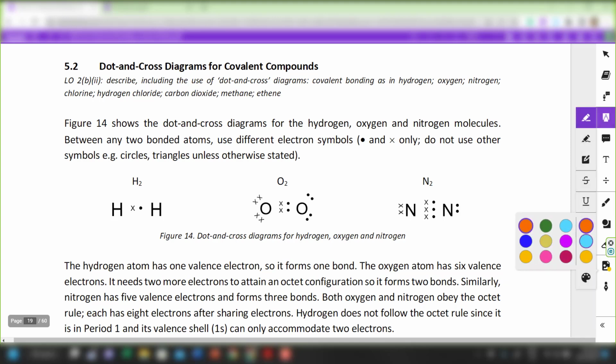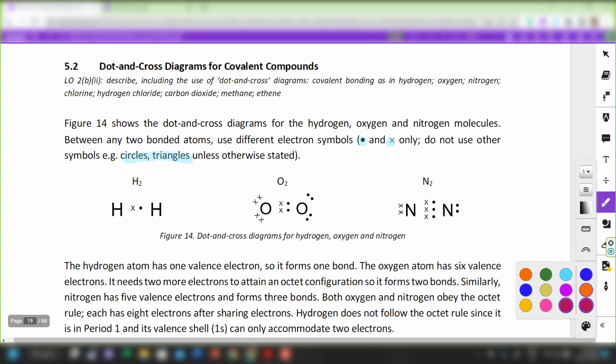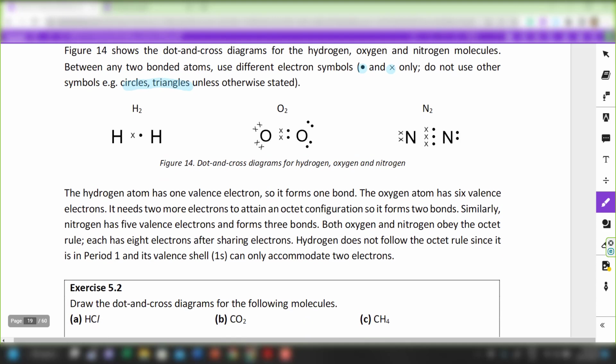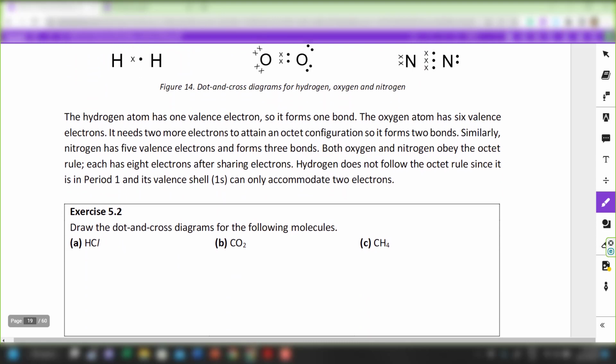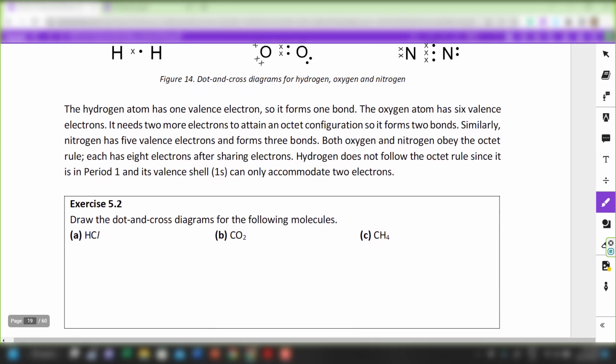Do remember that you are only required to use dots and crosses. Do not use things like circles or triangles unless the question requires you to do so, or unless the question gives you the permission to use something that is entirely different. I probably do not need to go into a lot of detail, except that for period 2 elements, you need to check whether an octet configuration is being obtained for those particular atoms.